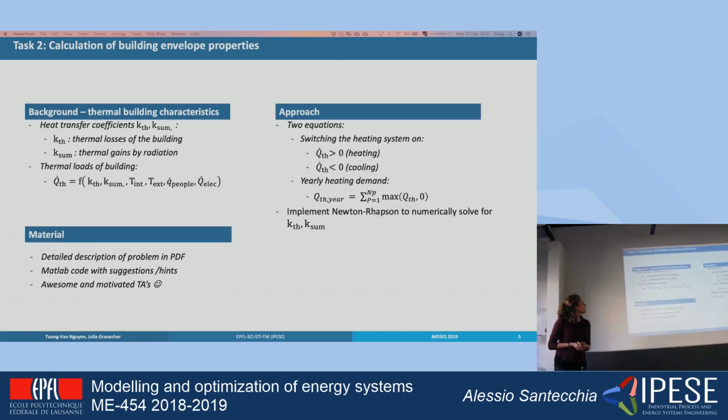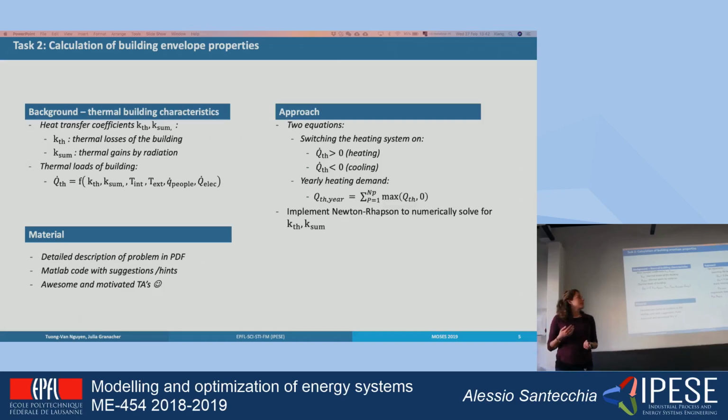And this heat transfer is characterized by the K thermal, which represents the thermal losses of the building, and the K sum, which is the thermal gains that the building has from radiation of the sun, basically. The objective of this task is that you will find the Ks for each building that your group is assigned. In order to do so, you will get an equation for the thermal loads of the buildings that is a function of the Ks, and also the heat gains that you calculated in the task before, and the temperature profiles over the year that you'll get.